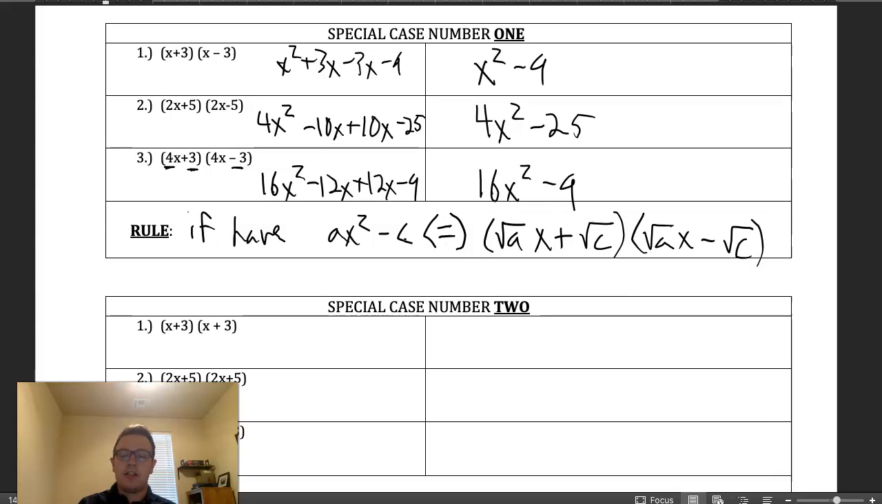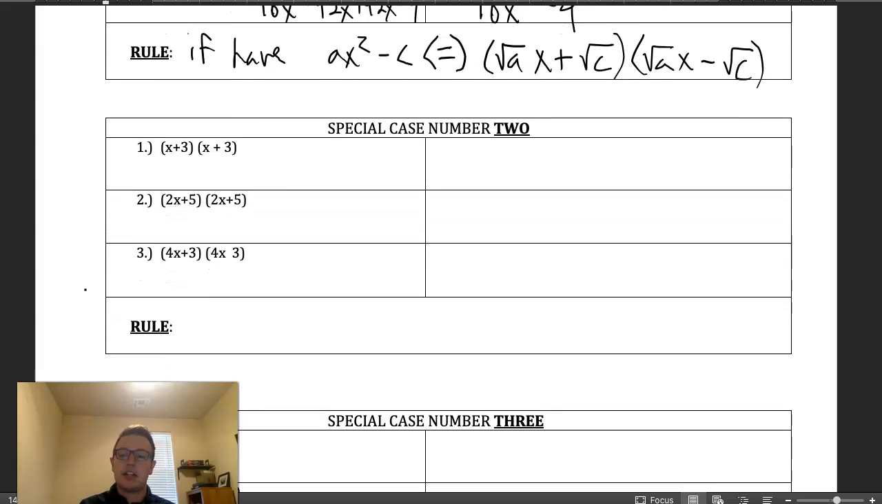So in other words, if we're looking at this, we can take the square root of our coefficient and our constant, and we can say our terms are going to be one plus the other and one minus the other, just like we're seeing in these problems. We have 16x squared minus 9. Our answer is, square root of 16 is 4, square root of 9 is 3. And we have 4x plus 3, 4x minus 3. This is our first special case.